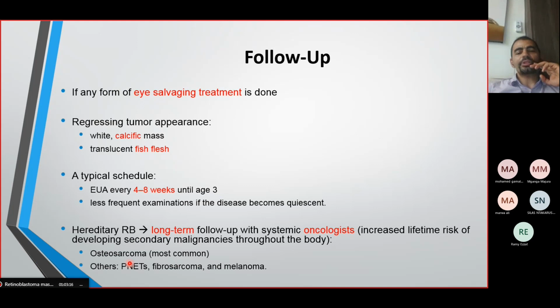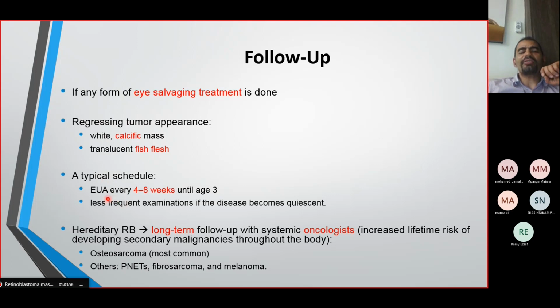So follow-up should be done if eye salvaging treatment is done. In other words, if enucleation is not done, then there is always some risk of recurrence of the tumor. As I told you, we have what we call the white calcific mass, or the cottage cheese appearance, or the translucent fish flesh appearance. Those are the signs. You find that the vascularity of the tumor is less, the subretinal fluid is less, and the tumor looks atrophic in nature. This is how you know that this appearance is of an atrophic tumor rather than an active tumor.